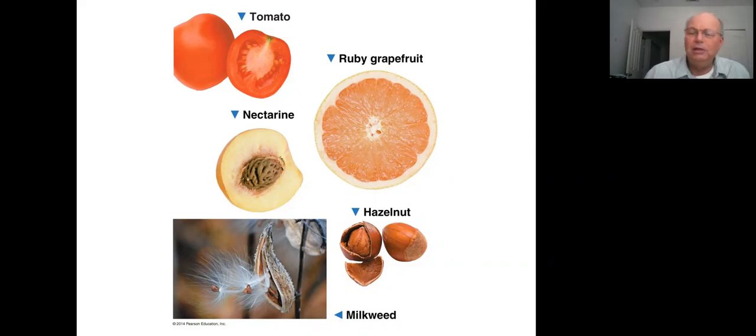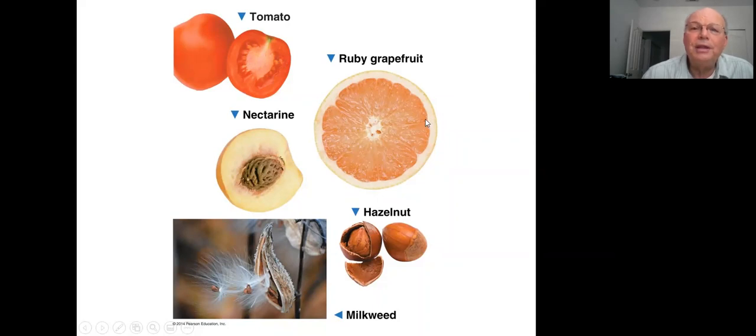I guess the seed, as far as the nectarine is concerned, is this, the pit inside the fruit. This is the ovary wall that has matured and become fleshy, and that is what you consume. Here is the ovary wall out here in the tomato, and then you have the seeds within the ovary. So these are the mature ovules, and they're broken up into compartments.